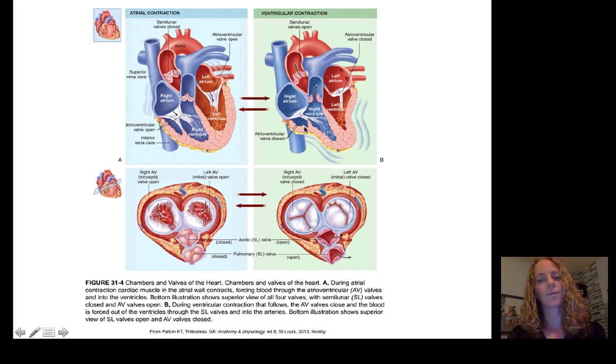the cardiac cycle. So just remember that in order for blood to flow from the atria to the ventricles, the AV valves must be open. And in order for the blood to flow from the ventricles out to either the lungs or to the body, the semilunar valves must be open and the AV valves should be closed.